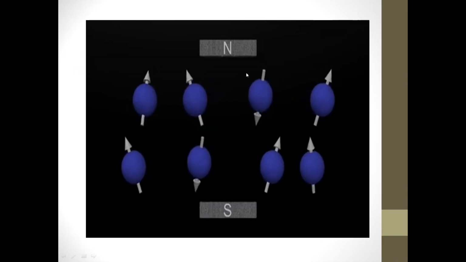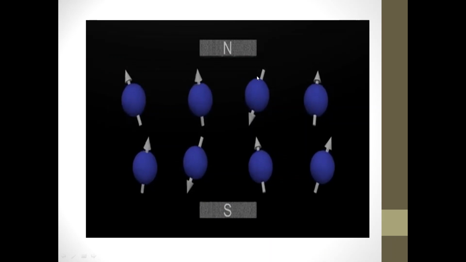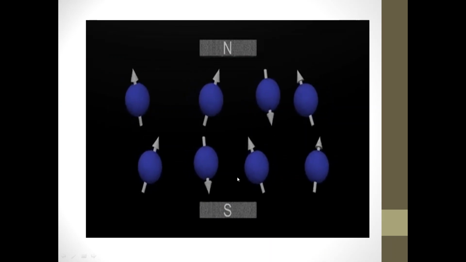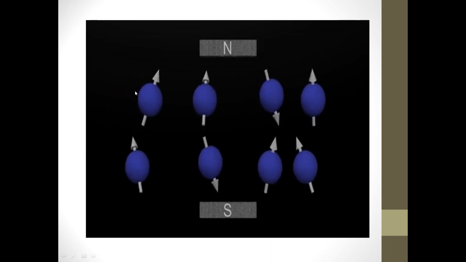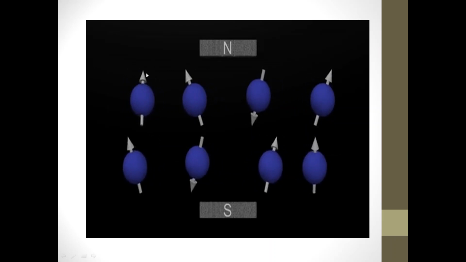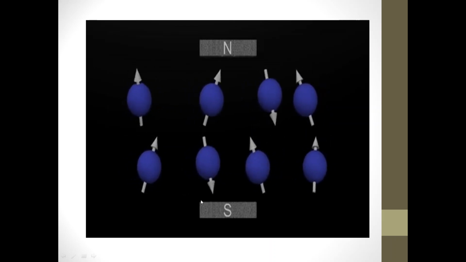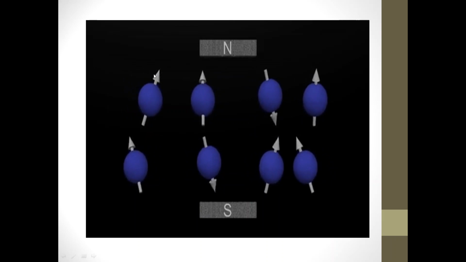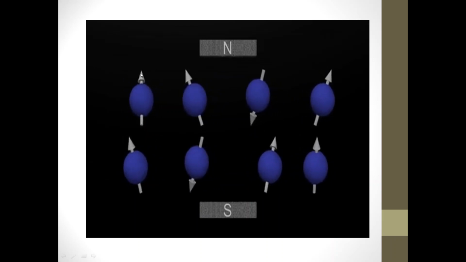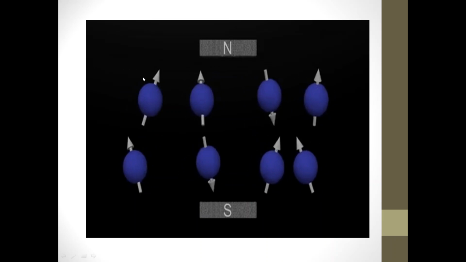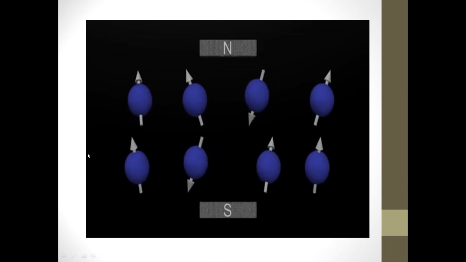On applying the external magnetic field, the protons are aligned, some up and some down, as you see. All of them precess at the same frequency. So all protons now precess with the same frequency, the only difference being the time of precession. You will find that all of them are out of phase.